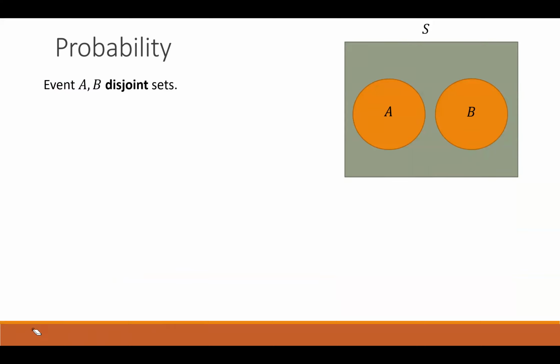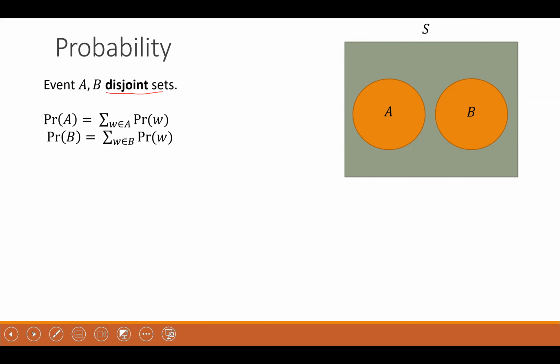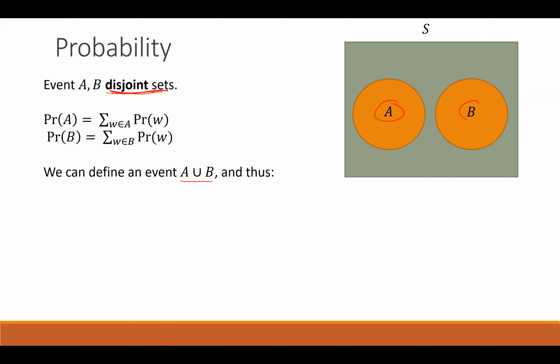If we have 2 events, A and B, and they are disjoint sets, then, well, the probability of A is, of course, all of the outcomes in A, and the probability of B is, of course, all of the outcomes in B. Since these are disjoint, they do not have any outcomes in common. So if we want the probability of both, we can find the probability of A union B, right? So we're going to take all the probabilities in here and all the probabilities in here.